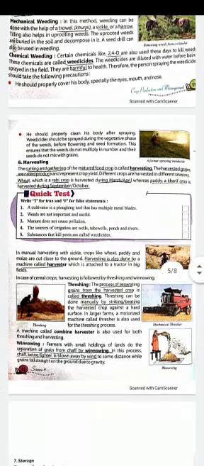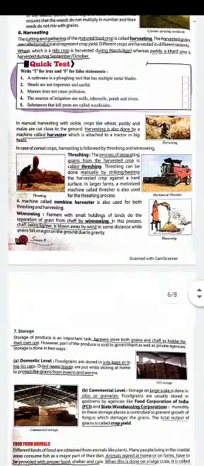Then sixth point comes harvesting. What is harvesting? Harvesting in Hindi it is called as katai. So cutting and gathering of matured food crops is known as harvesting, and the harvested seeds are known as produce. For example, in Rabi, wheat is generally harvested during March or April, and in rice, which is a kharif crop, it is harvested during September and October. And there is a machine which you can also use for harvesting, which is known as harvester.